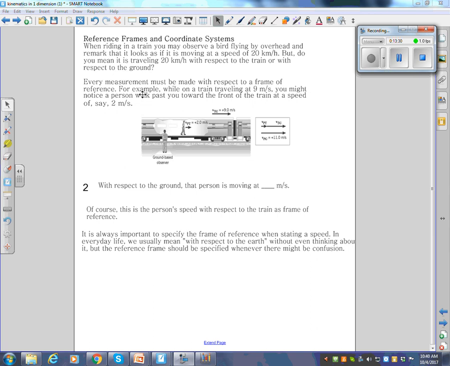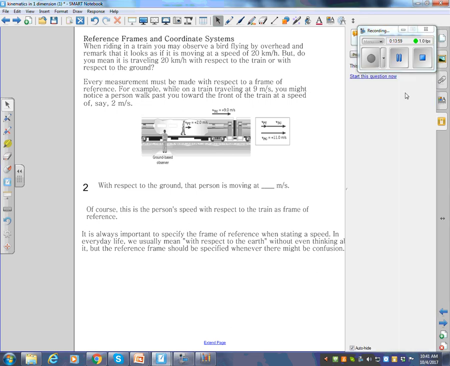For example, while on a train traveling at 9 meters per second, that's Jason, you might notice a person, this will be me, walking past you toward the front of the train at a speed of, say, 2 meters per second. So come on over here so I can get past you. Okay, so we're both on a train that's moving at 9 meters per second. But I walk past him at 2 meters per second. Okay, got it? So with respect to the ground, so from Anna's point of reference, how fast am I moving?